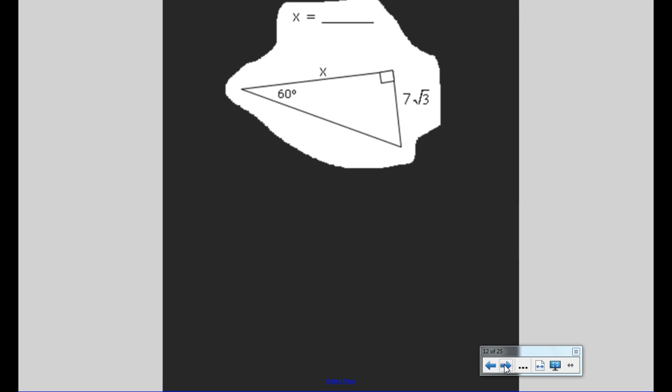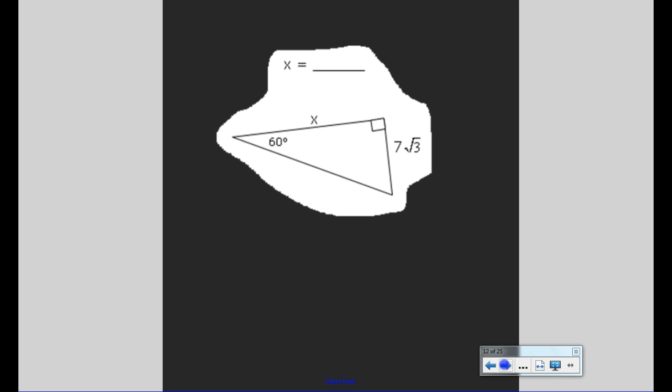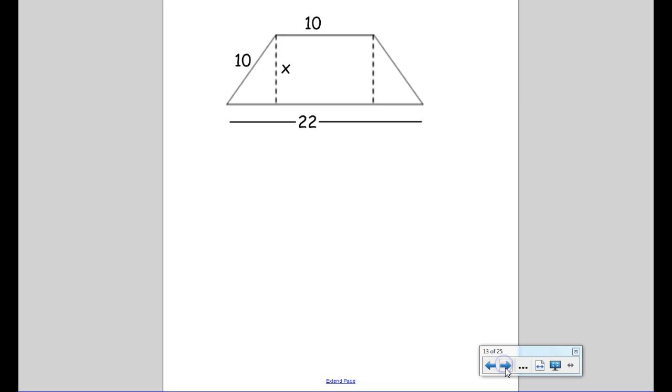Let's do this one together real quick. I want to get to the tougher ones before y'all get tired. What's x? 7. What's the hypotenuse? 14. Y'all will get to do more of this on your review sheet.